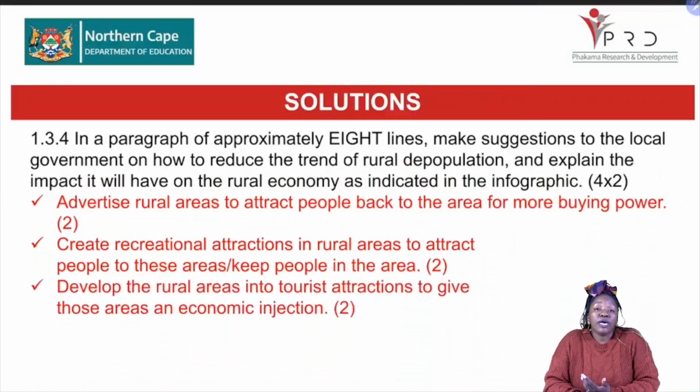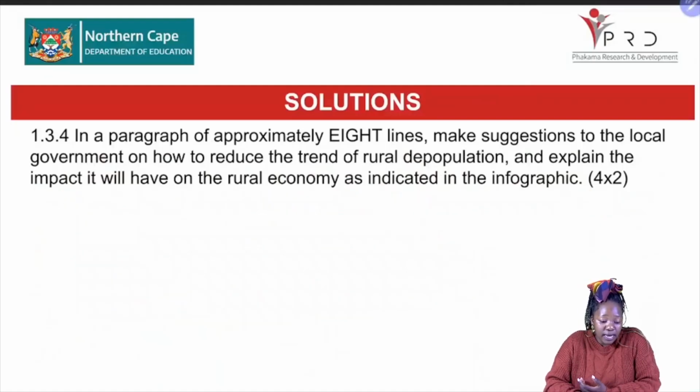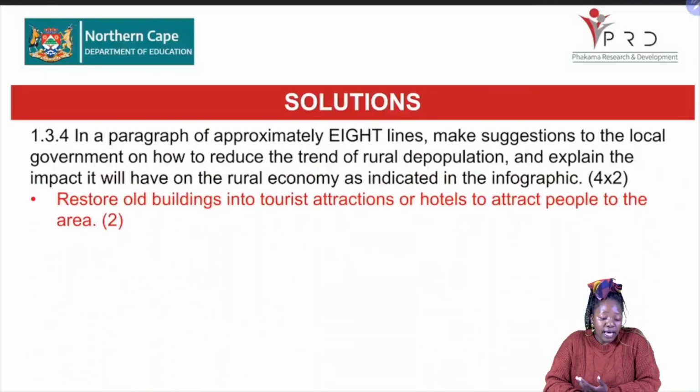So there we're talking about decentralization of the industries. Remember, if they decentralize the industry, they are taking the very same industries that are found in the urban area and developing the rural areas so that they can be attractive and people will be able to stay in those areas. So let us look at possible answers.